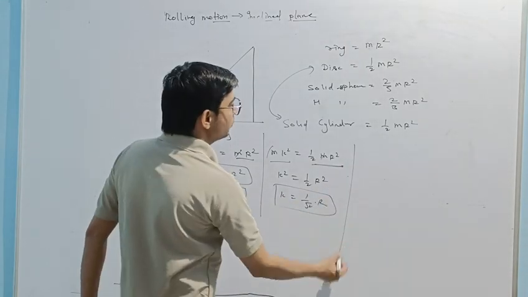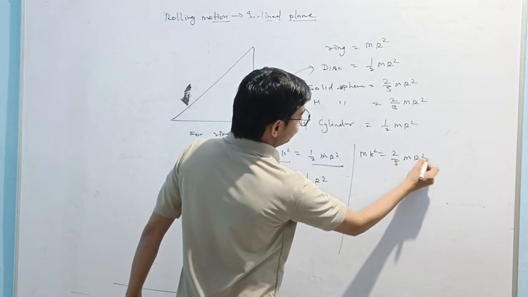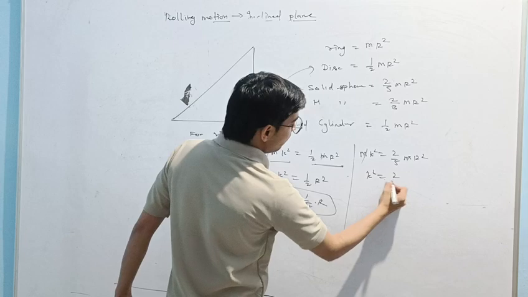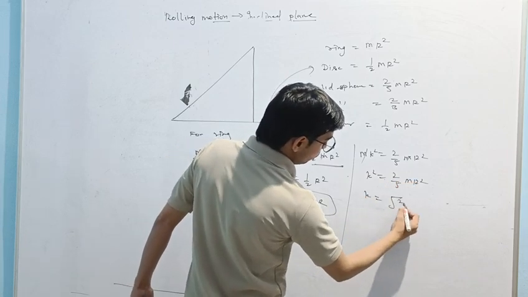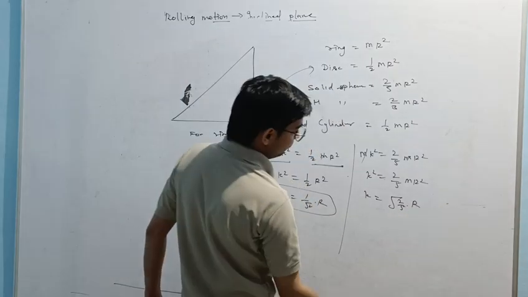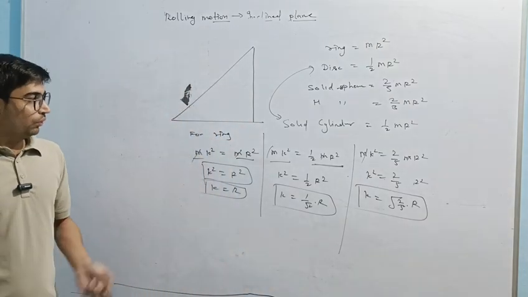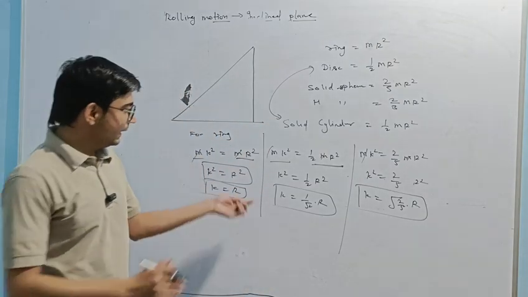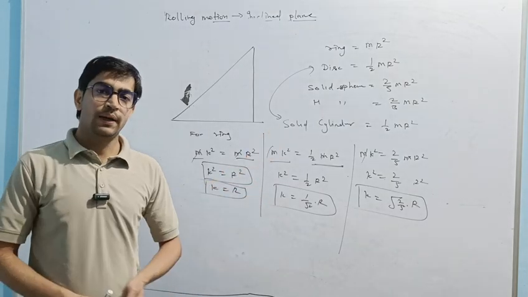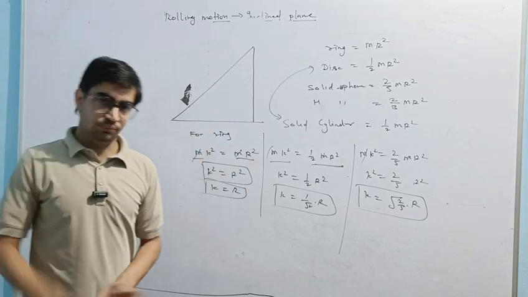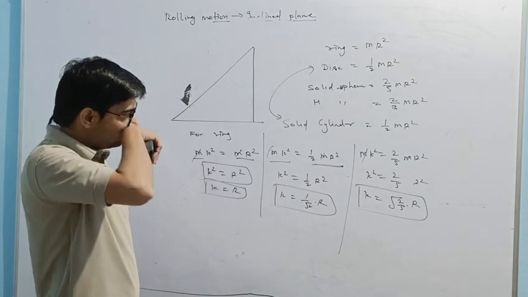Right? For solid sphere, mk square is equal to 2 by 5 mr square. m cancels out. k square is equal to 2 by 5 r square. So k is equal to root 2 by 5 into r. You can calculate the solid cylinder also, like disk. You are getting the same result for solid cylinder. You need to memorize these formulas also for this topic. You can take a screenshot also.